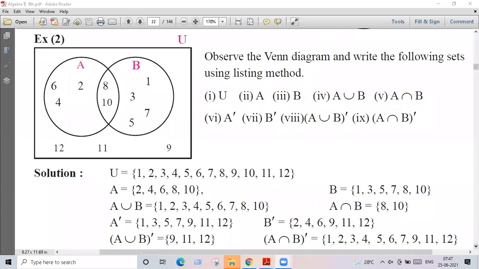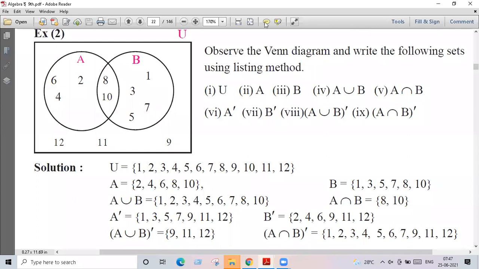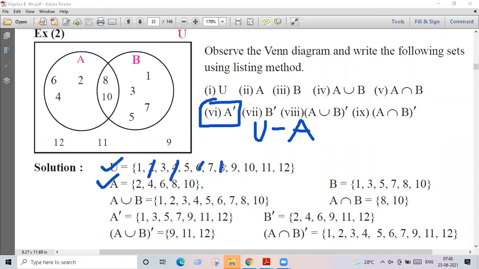Next काय बघायचं? Next, A complement विचार. A complement. So what is A complement, guys? U मधून तुम्हाला A माइनस करायचा है. U यूनिवर्सल सेट में से क्या करना है? This is your universal set. इसमें से आपको ये A माइनस करना है. So 2, 4, 6, 8 माइनस करो, क्या बचेगा?